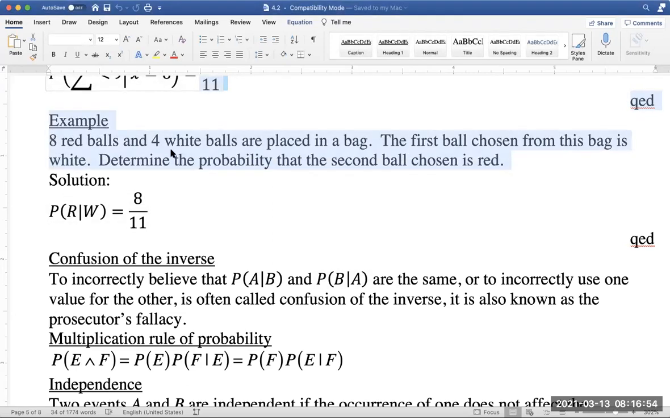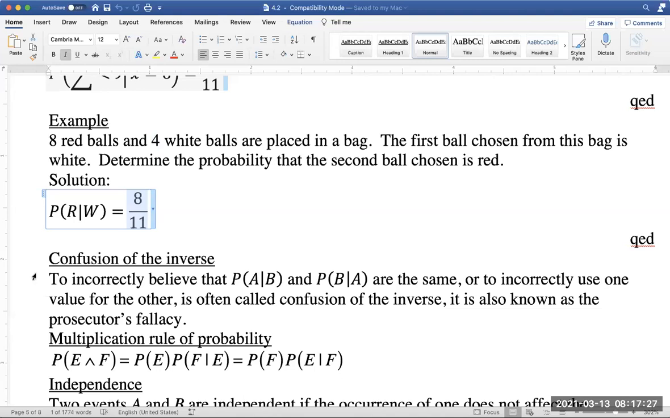Okay, so we have the first ball chosen is white. So what's the probability the second ball chosen is red, given that the first ball chosen is white? Well, if I choose a white ball, then there are only 3 white balls remaining. Therefore, the probability of getting a red ball is 8 out of, well, 8 plus 3 is 11. So 8 out of 11.